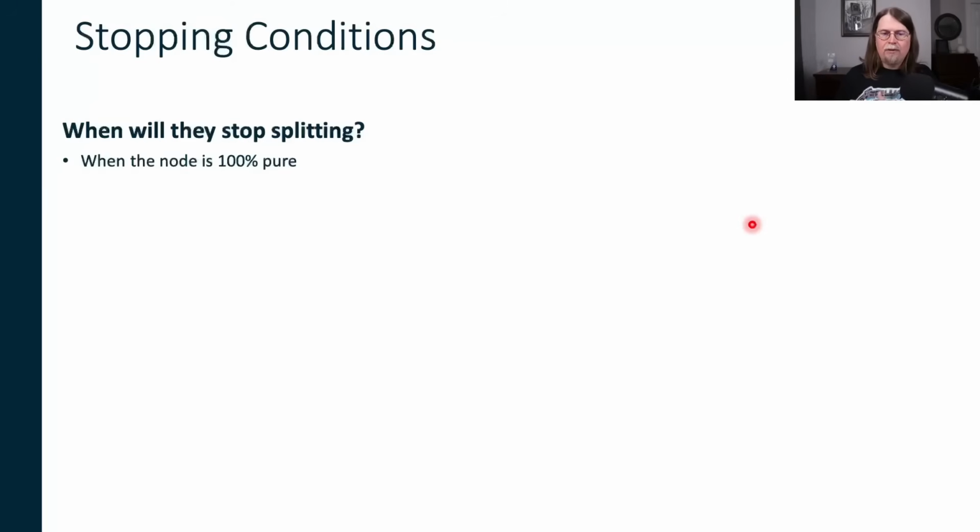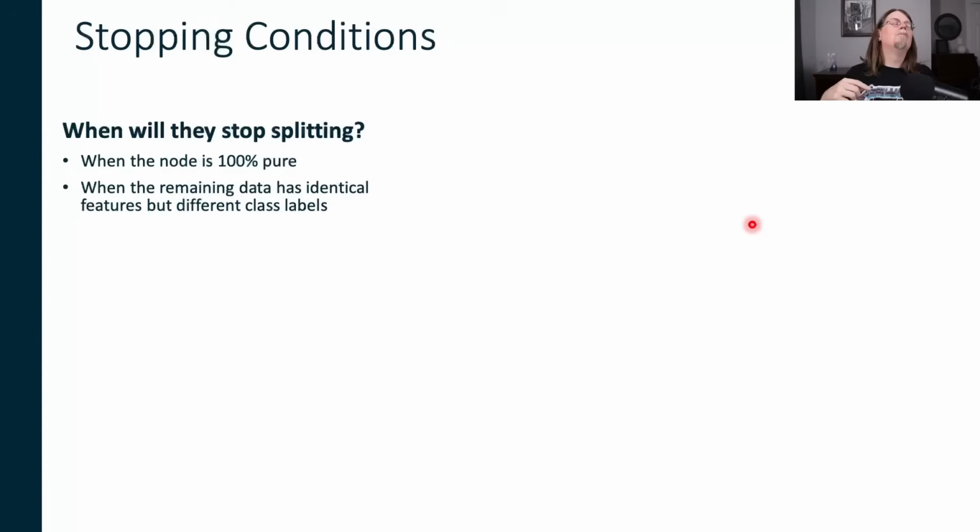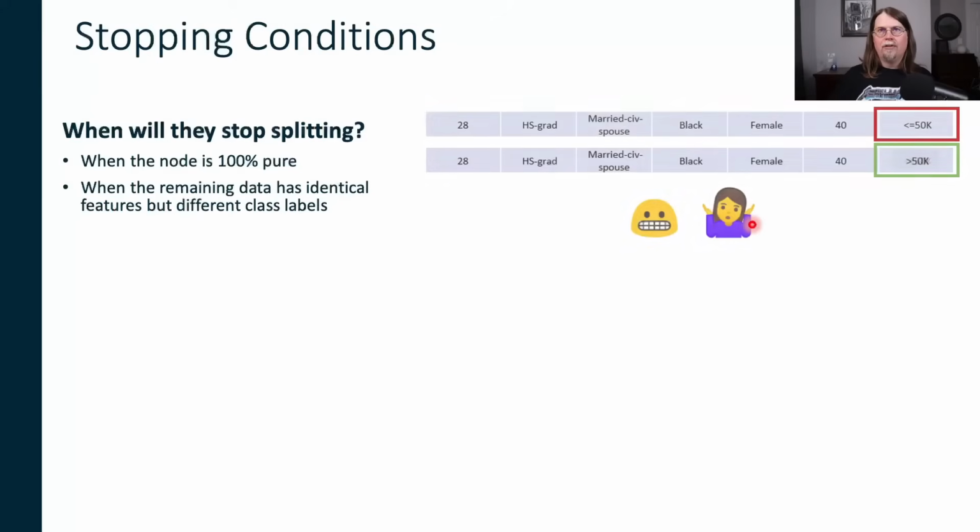Now, another case where decision trees stop splitting, they stop growing, is when the labels are different, but the values of the features are all the same. And that's a little bit abstract. So let's use an example here. So here's an example. What we can see here is I have two different labels, but all of the feature values are exactly the same.